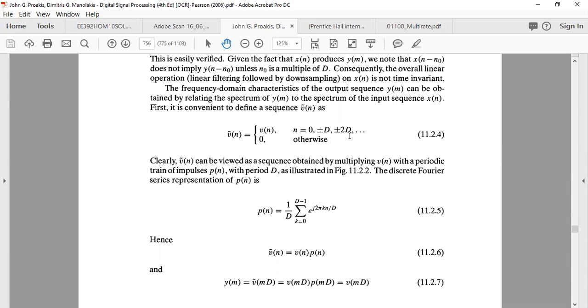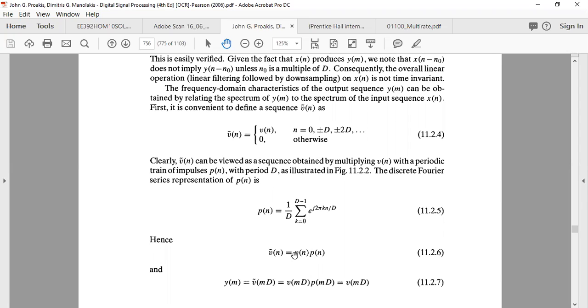Let's just focus on this main signal that we have, v of n. V of n is basically equivalent to our x of n based on our question, and this v bar of n is basically our sampled signal. So in order to obtain this signal, we can multiply v of n by a periodic train of pulses that is represented by p of n.